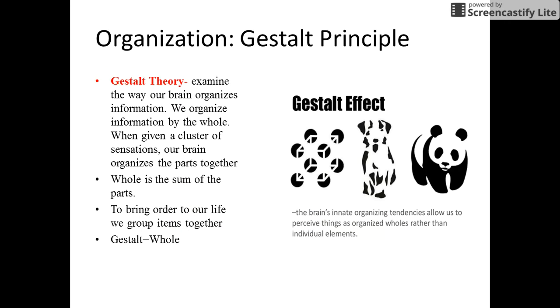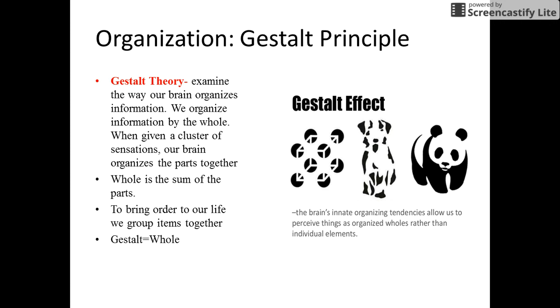One way we organize information in our brain is by using the Gestalt theory. It examines the way our brain organizes information. We organize information by a whole, as opposed to seeing all the parts. When given a cluster of sensation, our brain organizes the parts together. The whole is the sum of its parts. To bring order to what we're seeing, we try and group things together.